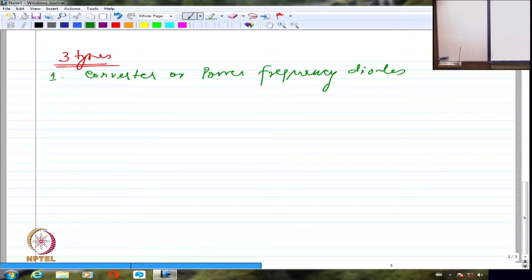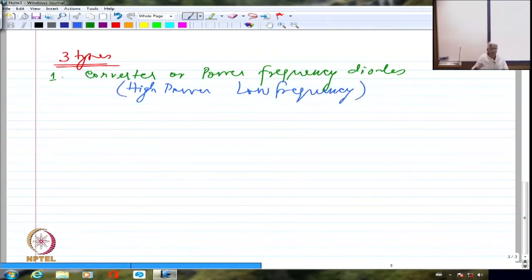So these are less costly, very robust, available at high power ratings. So we would be able to use them for high power, low frequency applications. So these are generally high power and low frequency applications. So they are pretty slow and they can handle very, very high power. And the major application is normally rectifier. That is the major application.